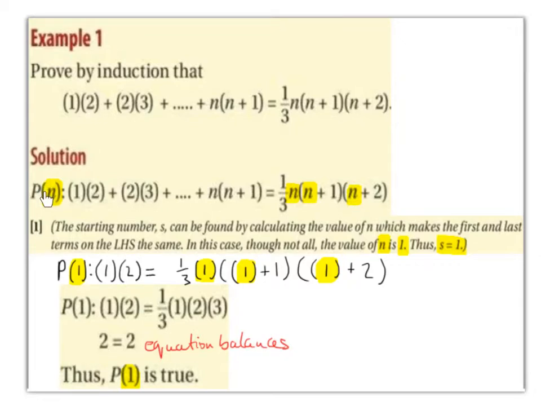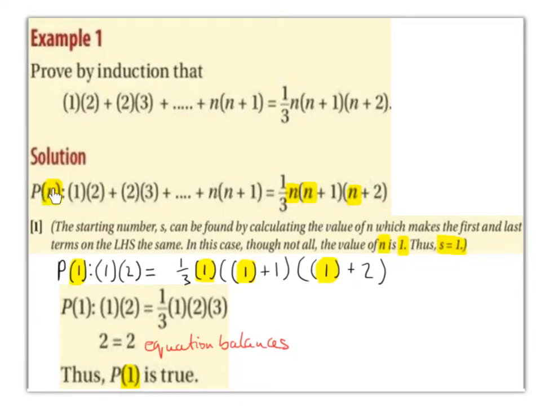So p of n is 1 multiplied by 2, plus 2 multiplied by 3, plus ... plus n times n plus 1 is equal to a third n times n plus 1 times n plus 2. So this is what we're trying to prove. So this is p of n. So step 1. The starting number s can be found by calculating the value of n which makes the first and last terms on the left-hand side the same. In this case, though not all, the value of n is 1. Thus, s, the starting number, is 1.